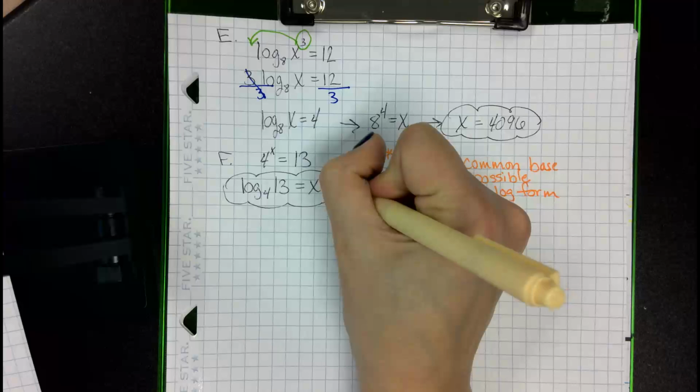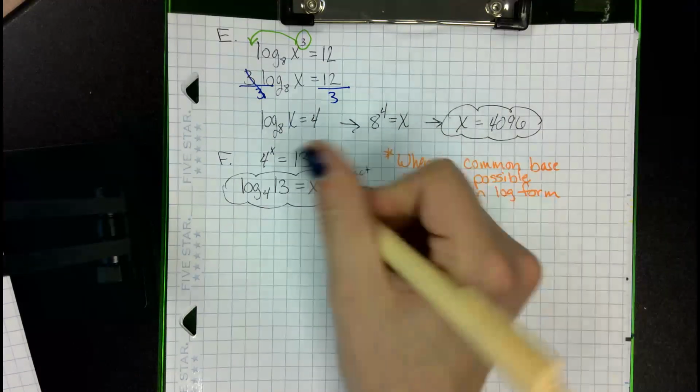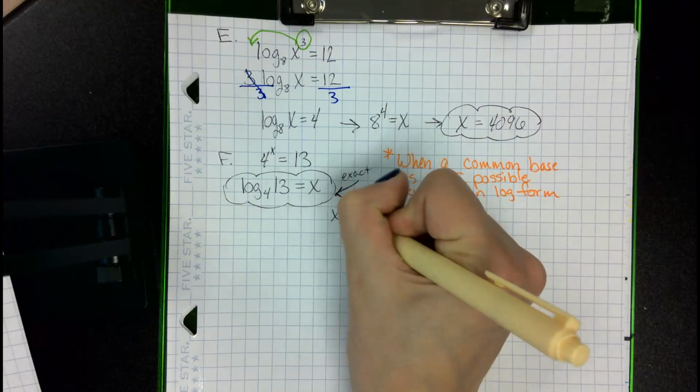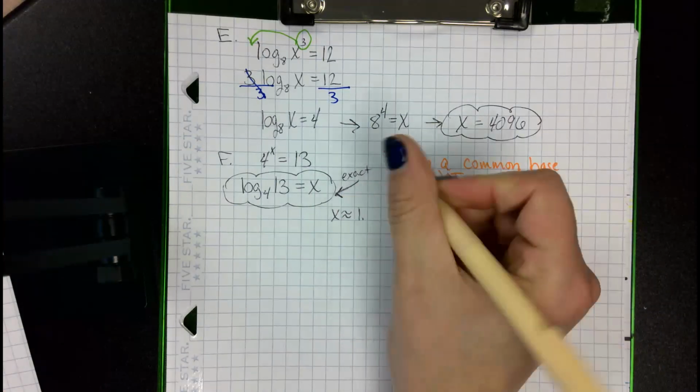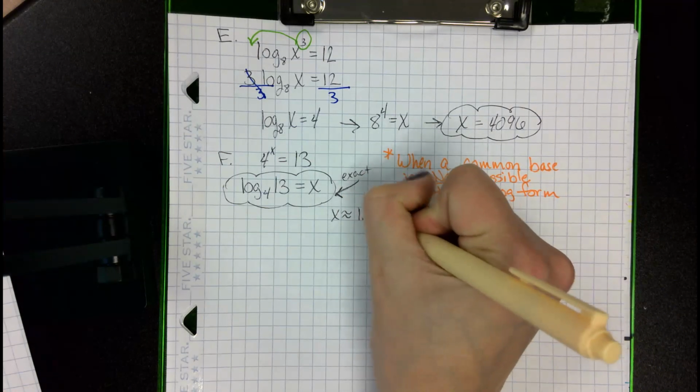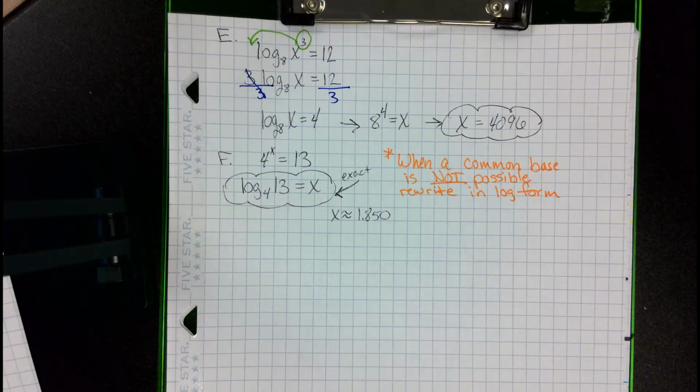Because x is by itself. So we can say with a calculator, x is approximately 1.850, if you were asked for the approximate value of x. But without a calculator, we could only go log base 4 of 13 equals x.